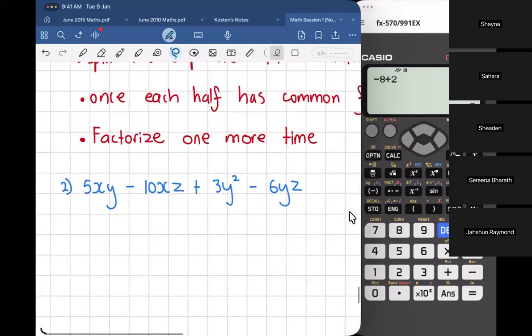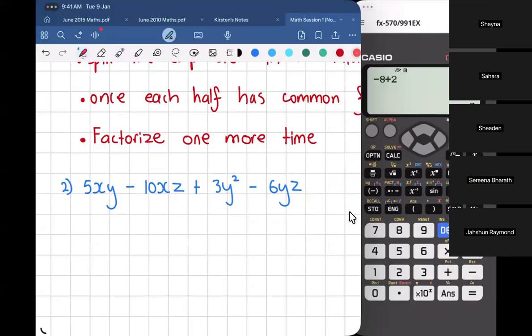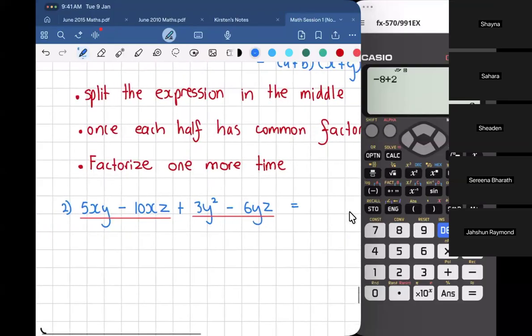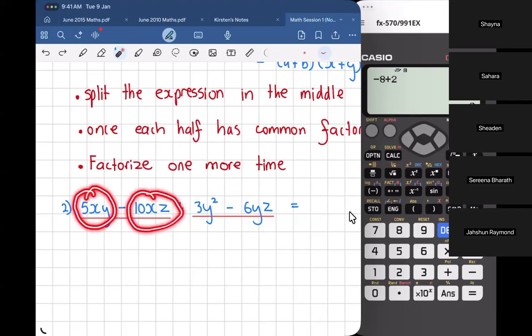So Jashon, let's run through the question quickly. If we split it in the middle, then we're looking at 5xy minus 10xz, and 3y squared minus 6yz. So Joshua, we split the expression in the middle, and so we're looking at 5xy minus 10xz. What is common between these two terms? The x.